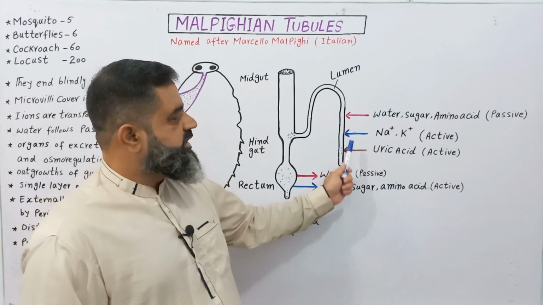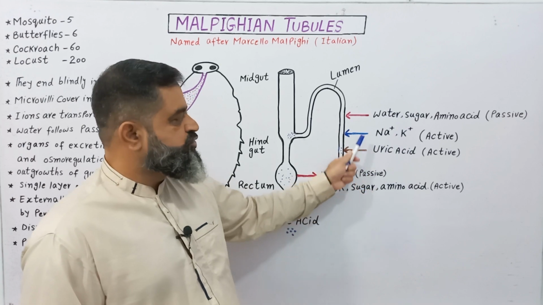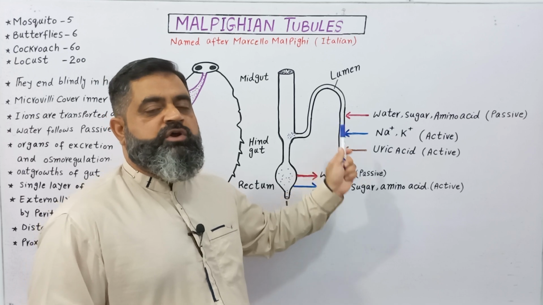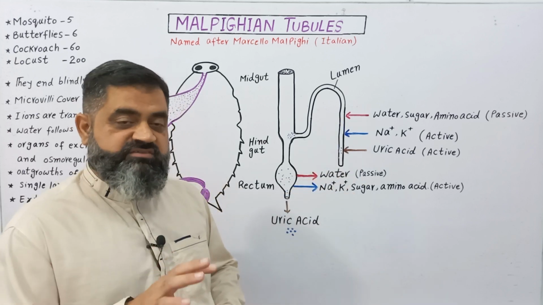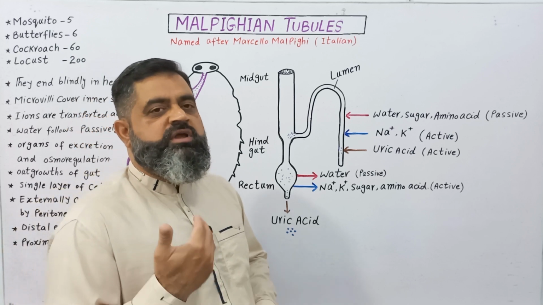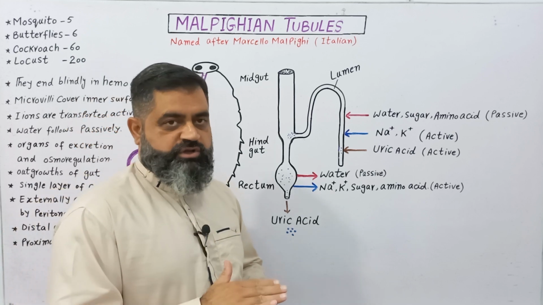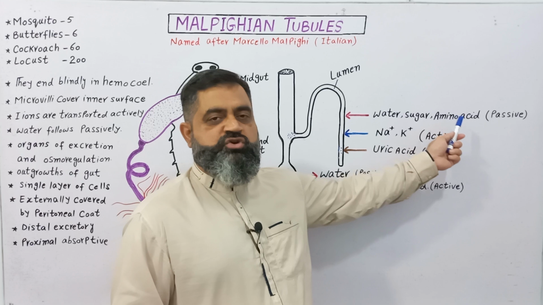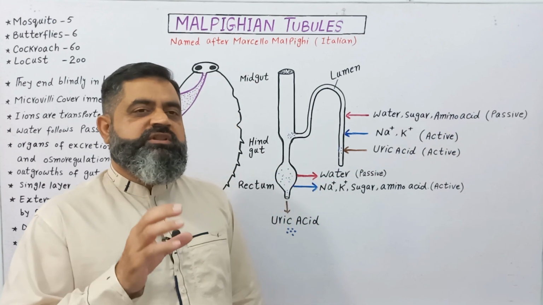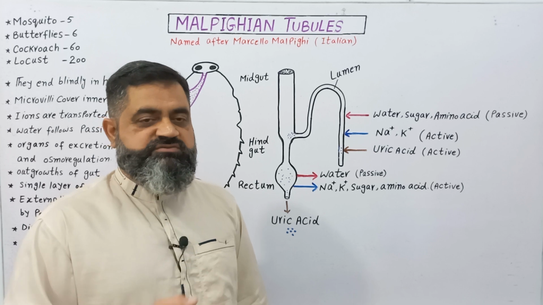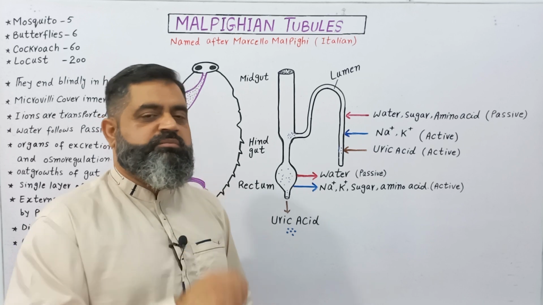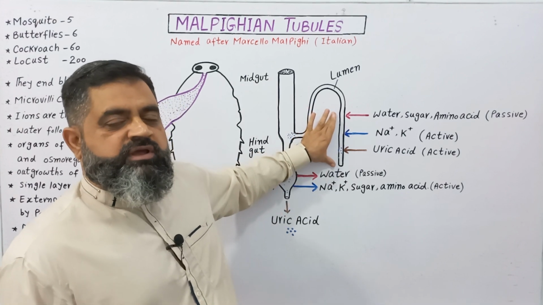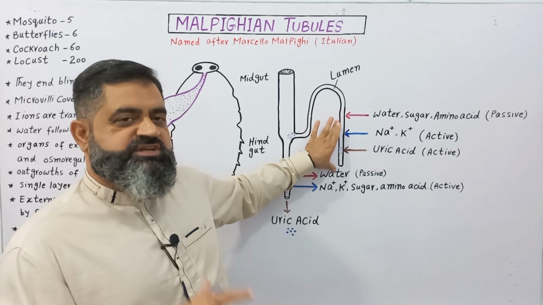In this condition, water present in the hemolymph will start to flow inside the lumen of Malpighian tubule passively without energy, because water always moves from hypotonic environment to hypertonic environment, which is, you can say, osmosis. So water contains sugar and amino acids dissolved in it. So with water, these kinds of substances which are useful for the body are also transported into the lumen of Malpighian tubule. So in this way, in the distal portion of Malpighian tubule, the process of excretion takes place.